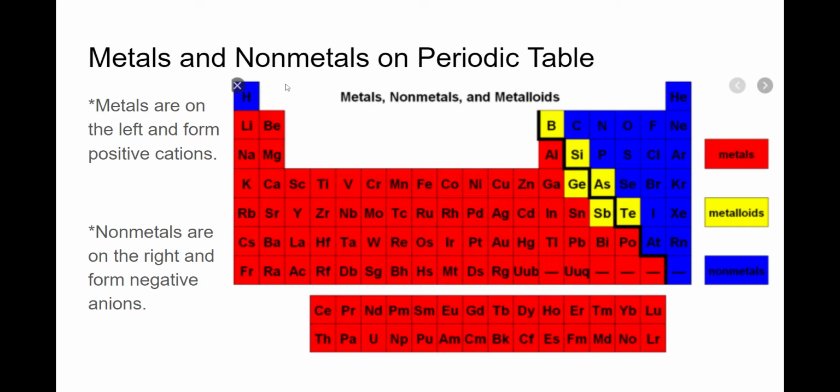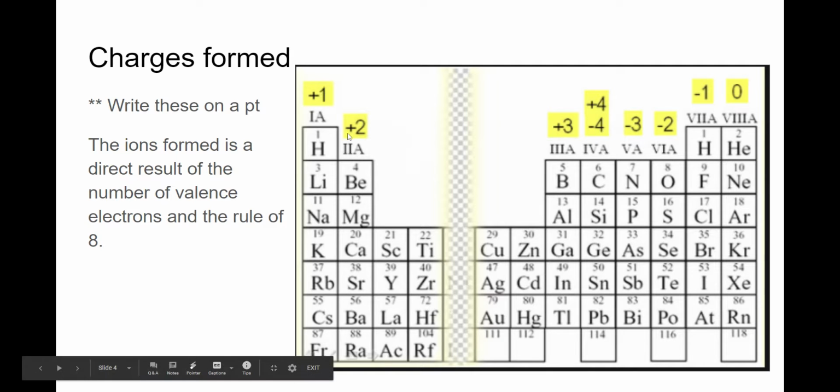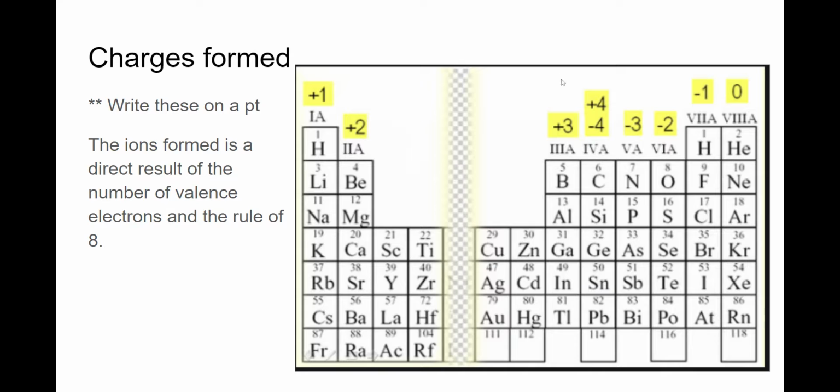So when we're looking at a periodic table, you'll notice that the metals are over here on the right-hand side. They form positive cations. And over here on the left, these nonmetals are going to form the negative anions. And then they're going to pair together. Write these on the top of your periodic table. The different charges: group 1A is going to form positive 1 charge. Group 2A is going to form positive 2 charges. Group 3A is going to form positive 3 charges. 4A can either be positive 4 or negative 4. And we'll talk about how to know the difference.